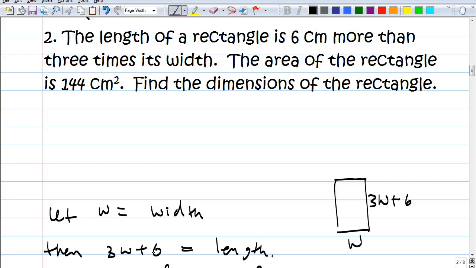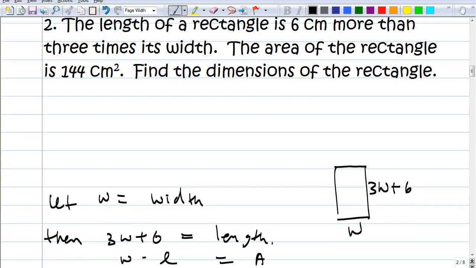Aaron? Yeah, the formula to find the area of a rectangle. Do we all know how to find the area of a rectangle? Length times width. So somebody give me the equation now. We're going to use that formula. Length times width equals the area.